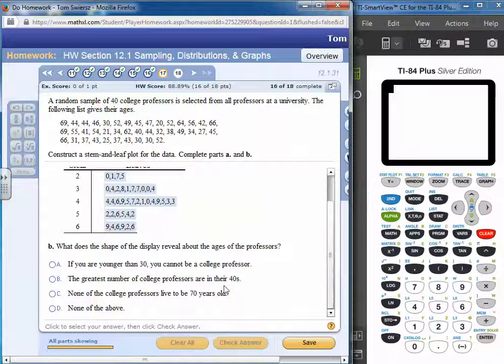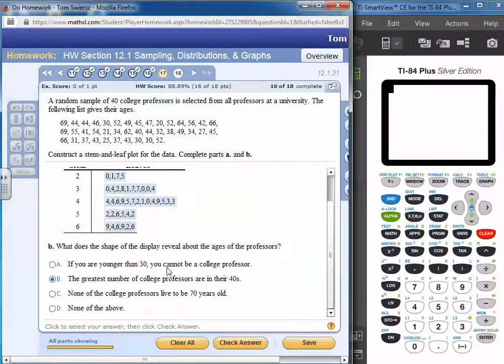Definitely the greatest number of professors are in their 40s, right? You can see the 40s has the longest list. So there are about 2, 4, 6, 8, 10, 12, 14 professors in their 40s, okay? So that is definitely the correct choice.